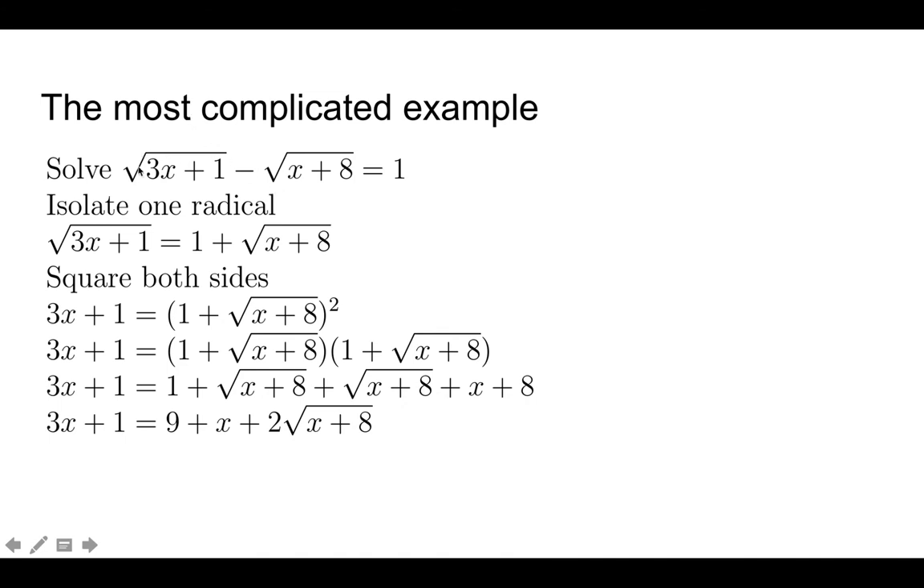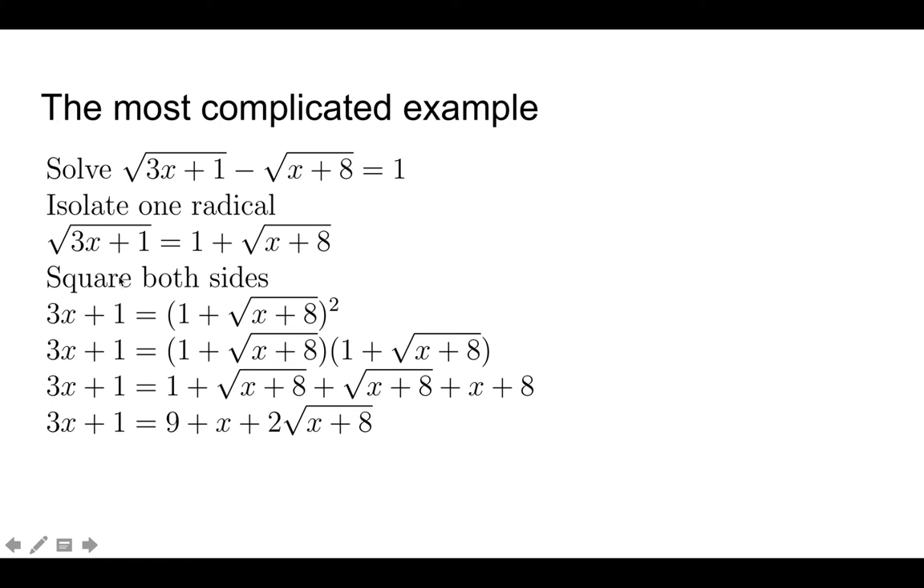First thing we do is get one of the radicals. I have 2 radicals. Get one by itself. Doesn't matter which one. It really doesn't. I chose to get this radical by itself. So I move the other one to the other side.